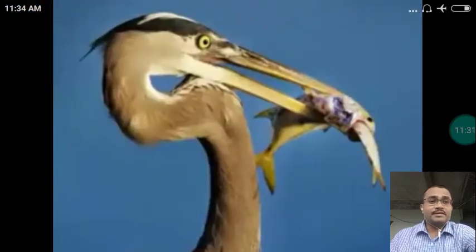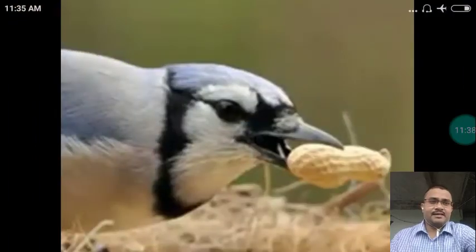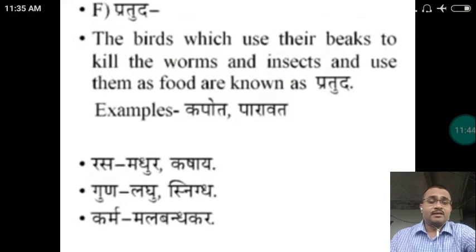Now, this is also an animal which uses its beak. This is a bird that uses its beak. Pratuda are the birds which use their beaks to kill worms and insects and use them as food. The difference between Biscuda and Pratuda is that Biscuda types of animals use their beaks just to pick up their food. They do not kill the animals by using their beaks.